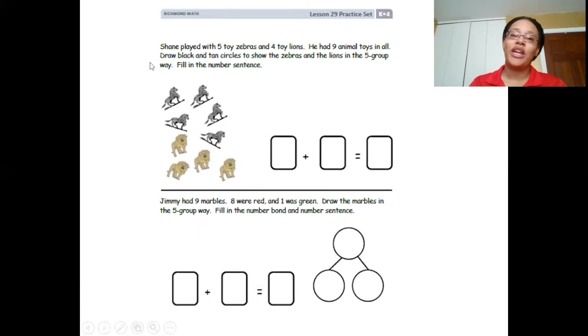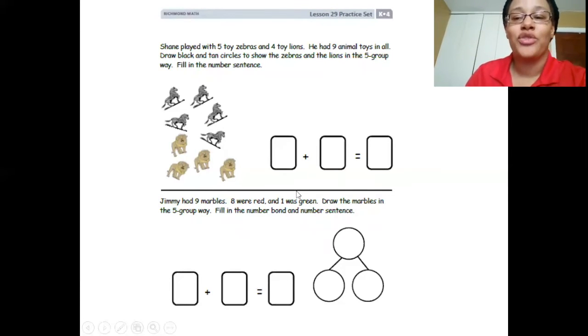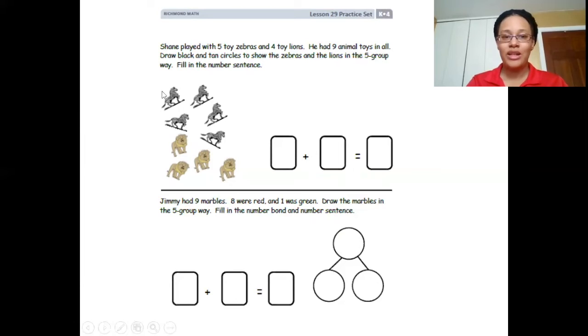Okay, it says Shane played with 5 toy zebras and 4 toy lions. He had 9 animal toys in all. Draw black and tan circles to show the zebras and the lions in the 5 group way. Fill in the number sentence. Okay, so on our picture on the side, let's see.